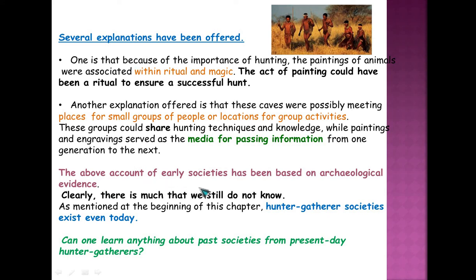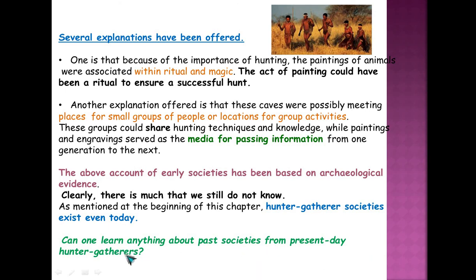And the above account of early societies has been based on archaeological evidence. Everything that we saw now is based on archaeological evidence. And that is what we know even now. So as mentioned at the beginning of this particular chapter, hunter-gatherer societies exist even today. So in those days also we had societies which were formed of hunter-gatherers. And there is one particular question which is posed here. Can one learn anything about past societies from present day hunter-gatherers?